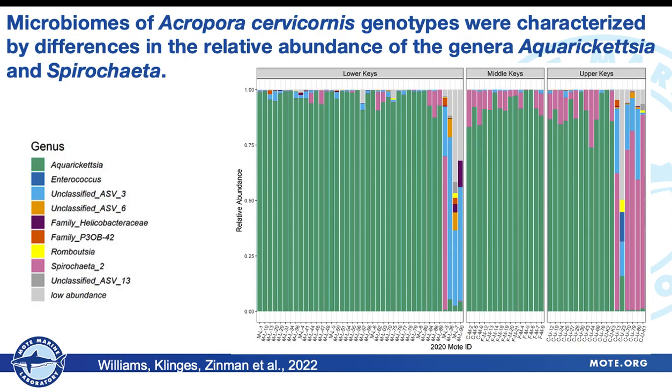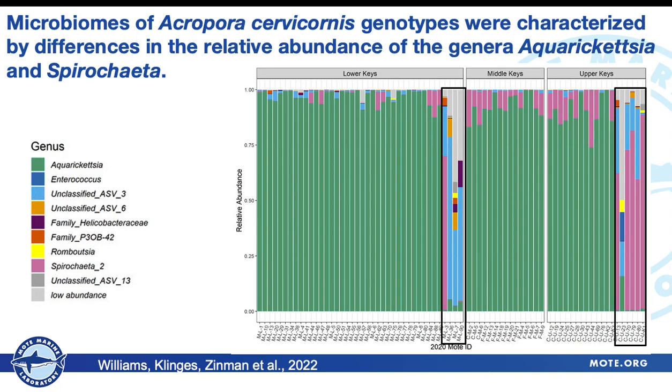So this leads to our results. We characterized the microbiomes of our staghorn corals in a relative abundance plot, and as you can see across all of the initial collection regions, the majority of the genotypes were dominated by one bacteria, just like what we talked about earlier, Aquarickettsia, the green color.